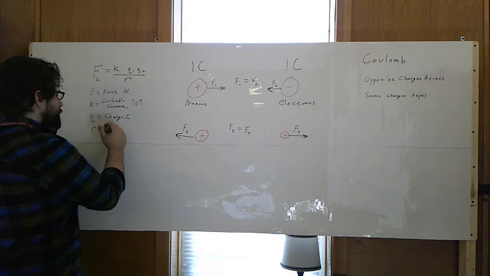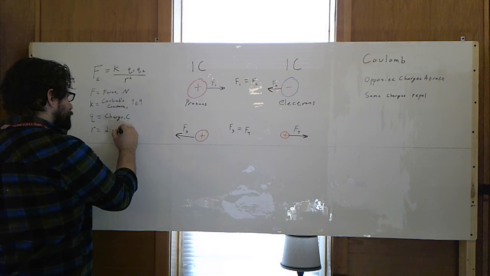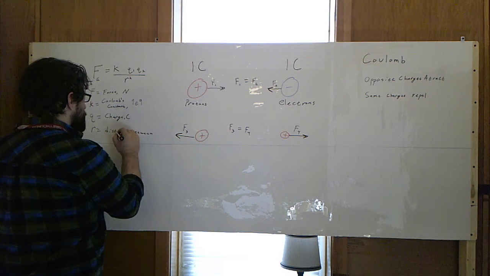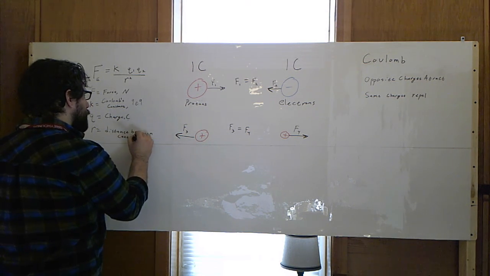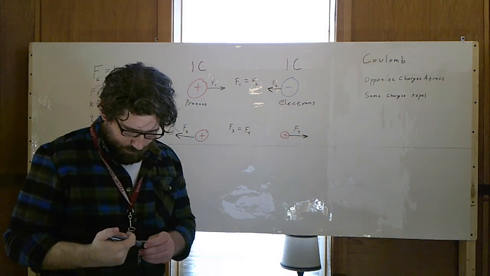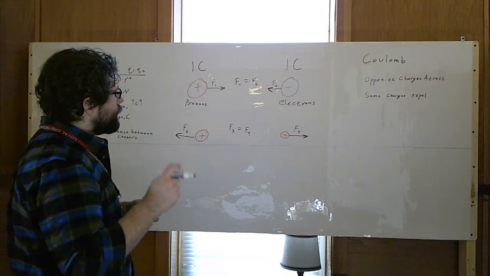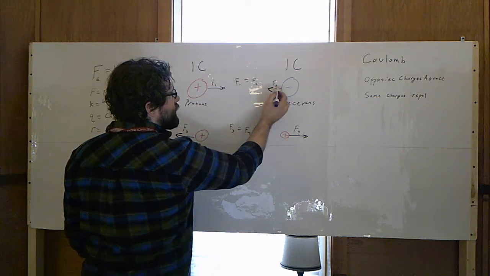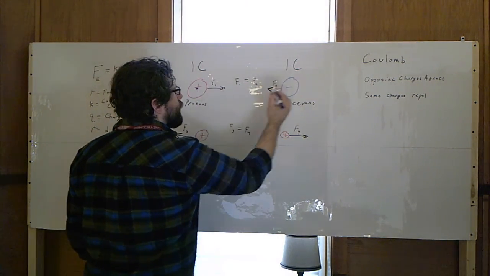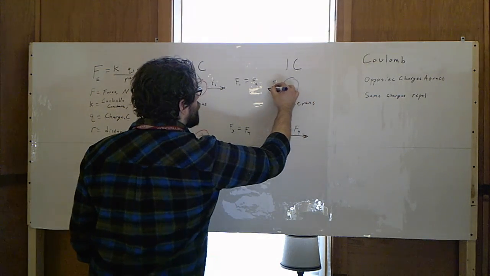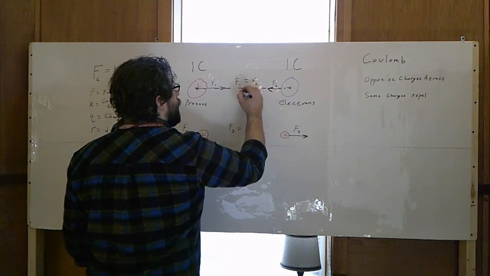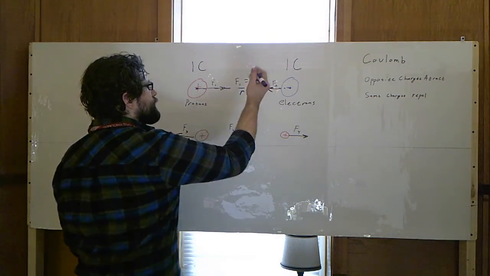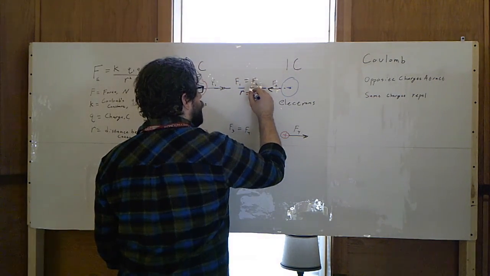So then R, that's going to be the distance between centers. Okay, so that R value is really talking about the distance between these centers. So it's not the forces from the edge to the edge, it is from the middle of that charge to the middle of the other charge. That is my R value. Okay? Good. So let's say, for the sake of this problem, that R is equal to 1 meter.